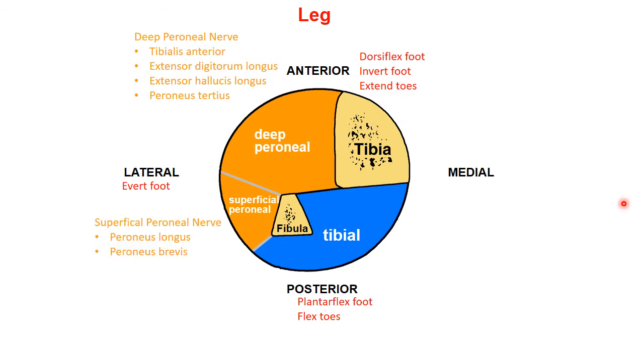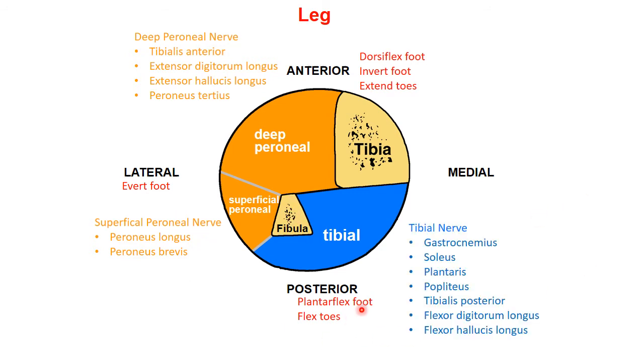Moving on, just to go back really quickly, hallucis longus. Hallucis just means big toe, just like pollicis in the hand meant thumb. Hallucis means big toe. Superficial peroneal nerve is going to do peroneus longus and peroneus brevis, which are going to evert the foot. Posteriorly, you obviously have your calf muscles and your triceps surae, all innervated by your tibial nerve. Those are your gastrocnemius, your soleus, your plantaris, popliteus, tibialis posterior, flexor digitorum longus, flexor hallucis longus. Those are going to flex and plantar flex.